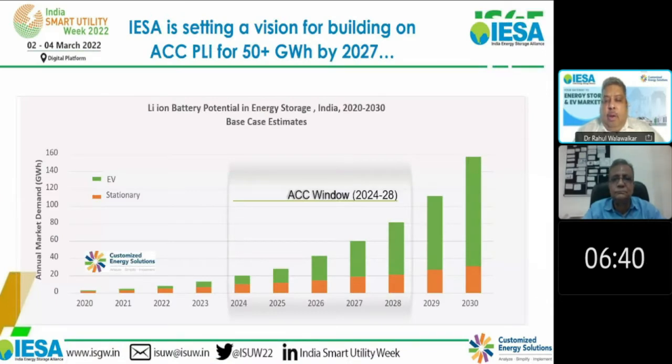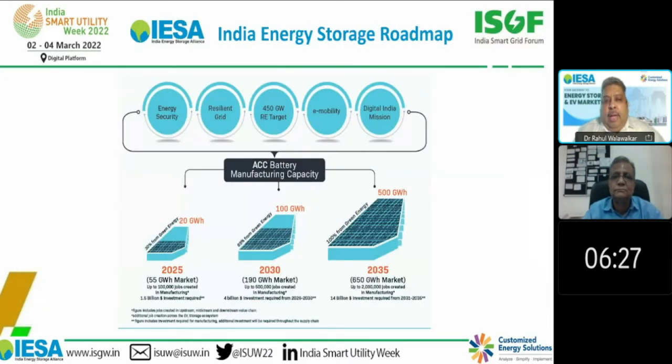But we are now seeing that we will not be stopping at this 50 gigawatt hour of manufacturing. Our expectation is that the annual demand for advanced energy storage technologies will cross 150 gigawatt hour by 2030. And from that perspective, we, as IESA, have set an India energy storage roadmap for getting to 100 gigawatt hour of manufacturing by 2030 and 500 gigawatt hour by 2035.